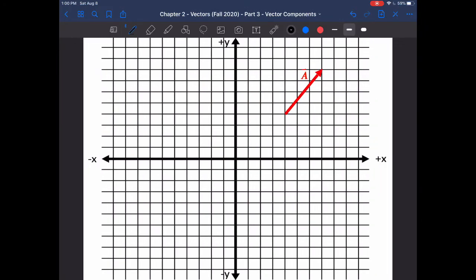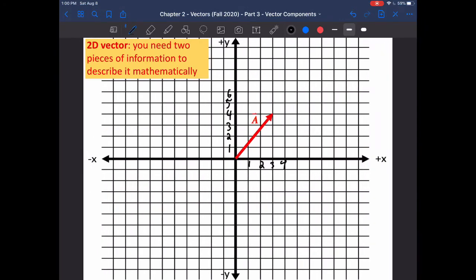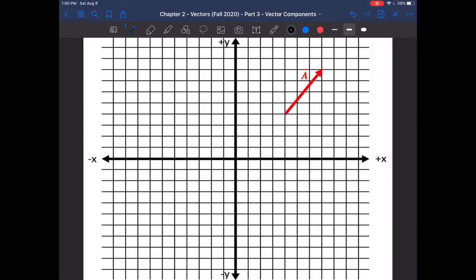So let's do that. And let me just make the point here that this vector is totally the same as this vector. So I can draw this vector anywhere, right? And it's totally equivalent, right? It doesn't matter where I draw it. I can move it around. These are all A, okay? They all are still the same vector. They have the same direction and the same magnitude.